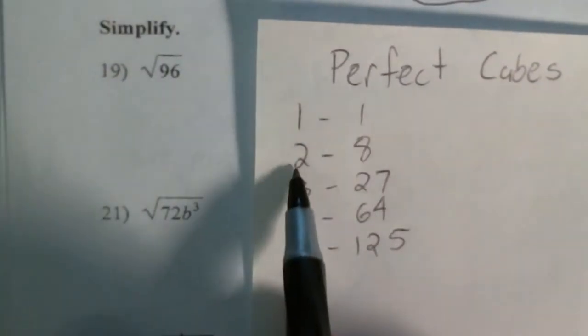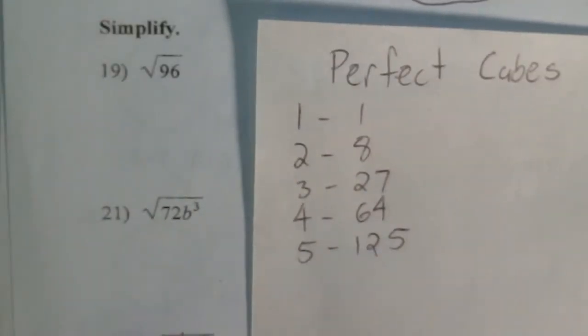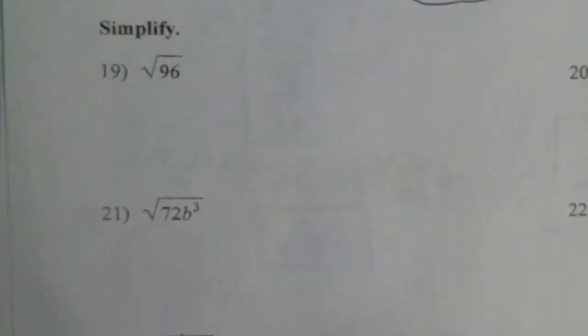1 cubed is 1, 2 times 2 times 2 is 8, 3 cubed is 27, 4 cubed is 64, 5 cubed is 125. You should have those first 5 committed to memory in your mathematical toolbox, in my personal opinion.